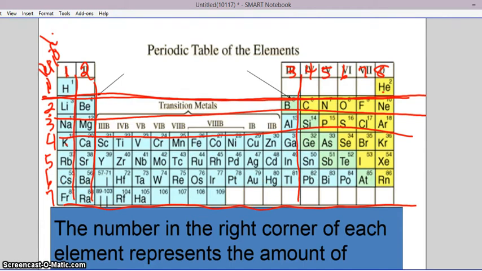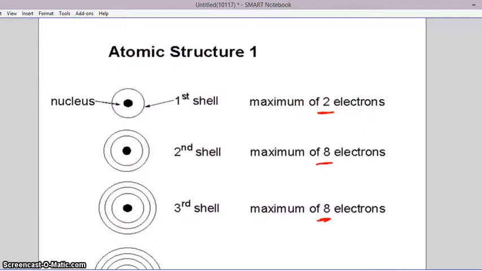So you get the idea of how many shells they have. Now the next thing, and I'm going to show you how to use this: in the first shell, the very first shell outside of the nucleus, the most you can ever have is 2 electrons. That is the most it can handle. The second shell, the most it can handle is 8 electrons, and that's it. The third shell, the most it can handle is 8 electrons, and that's it.